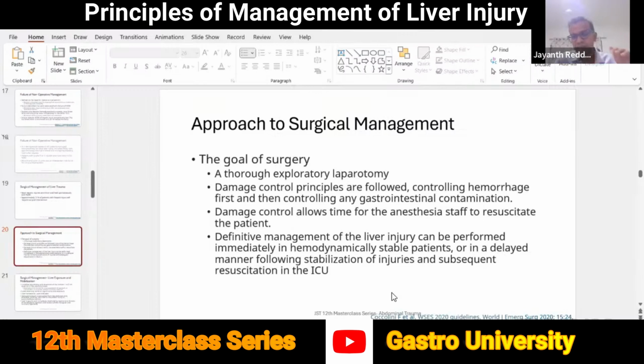Damage control principles should be strictly followed, controlling the hemorrhage first and then controlling any associated gastrointestinal contamination. This also allows time for the anesthetist to catch up on resuscitating the patient. And if the damage control principles are followed and the patient is hemodynamically stable with packing, then subsequently in these patients, resuscitation can be continued in the ICU.